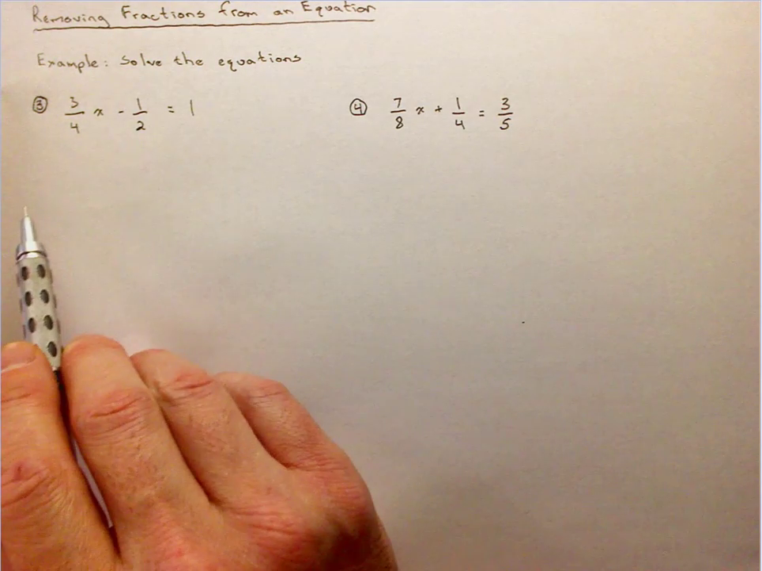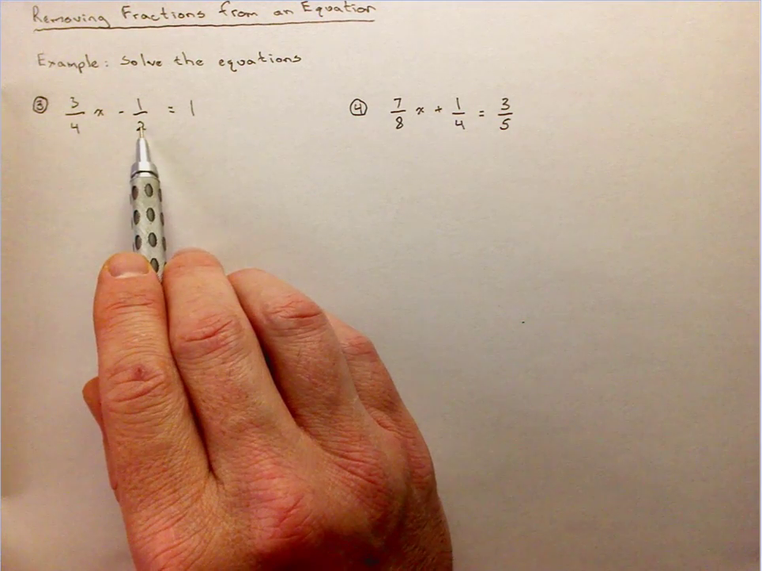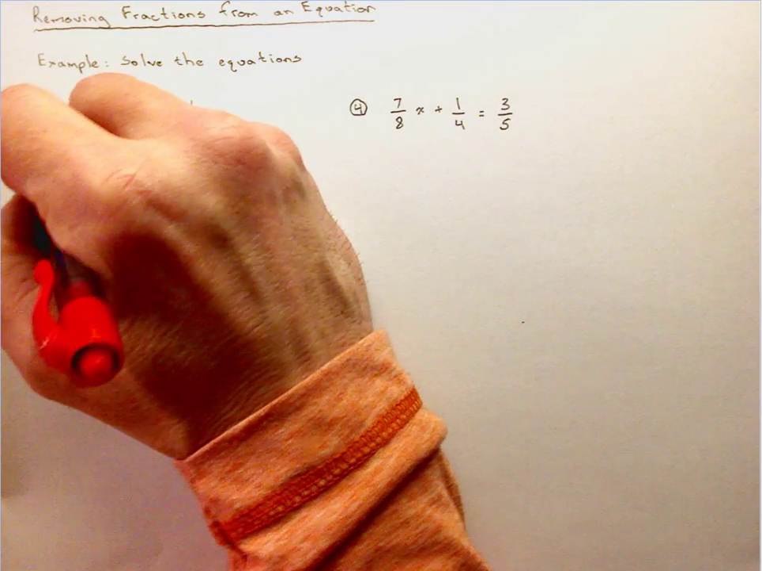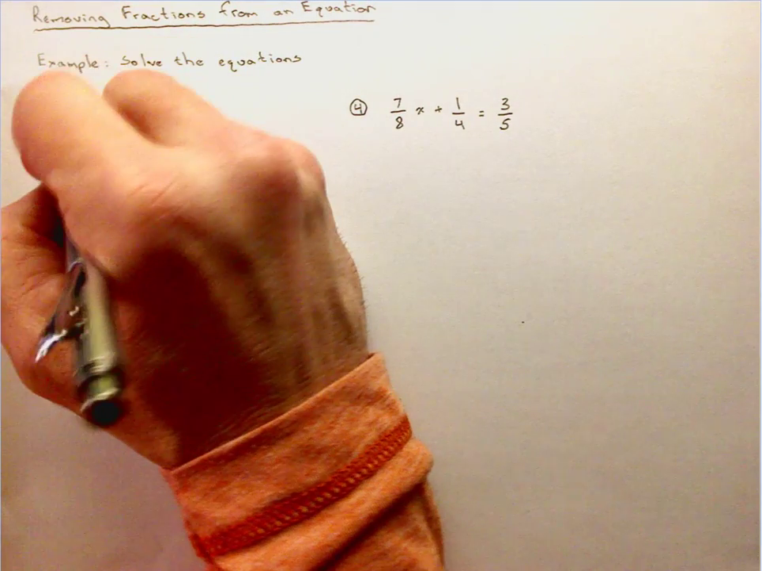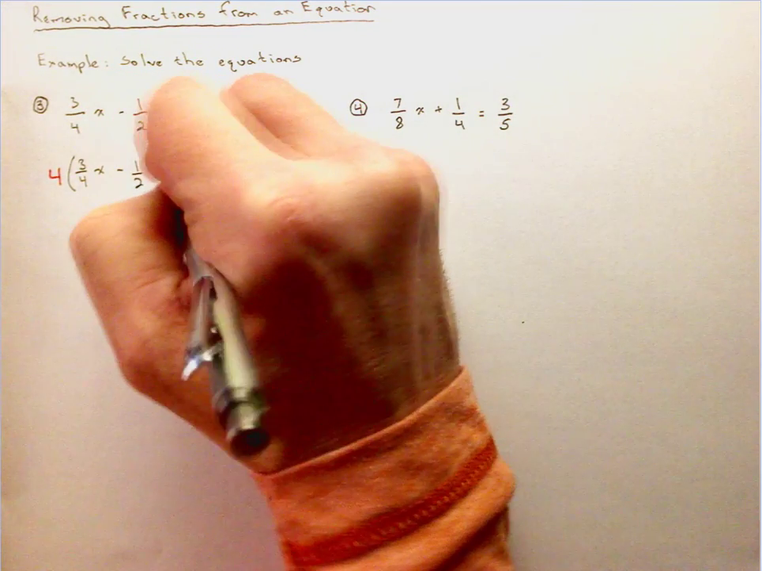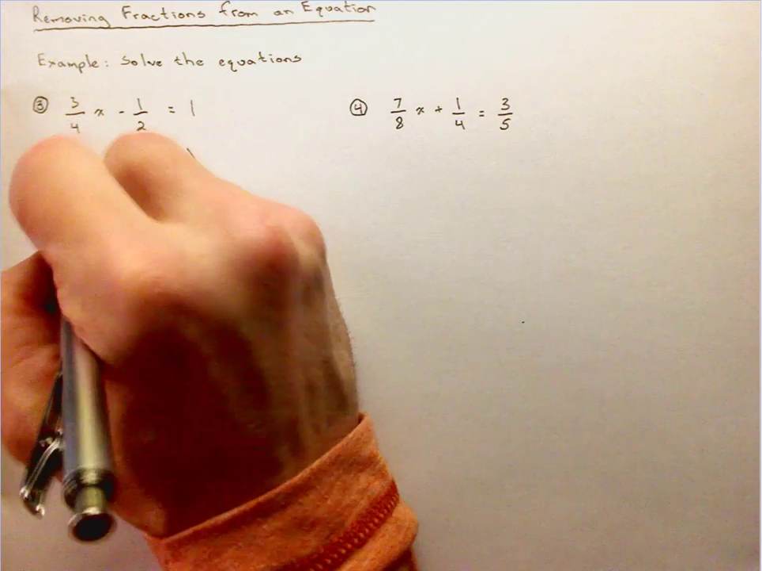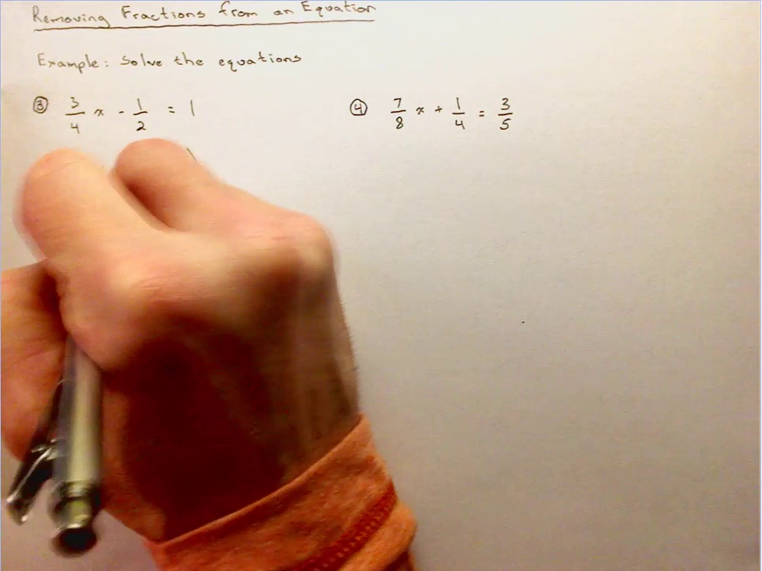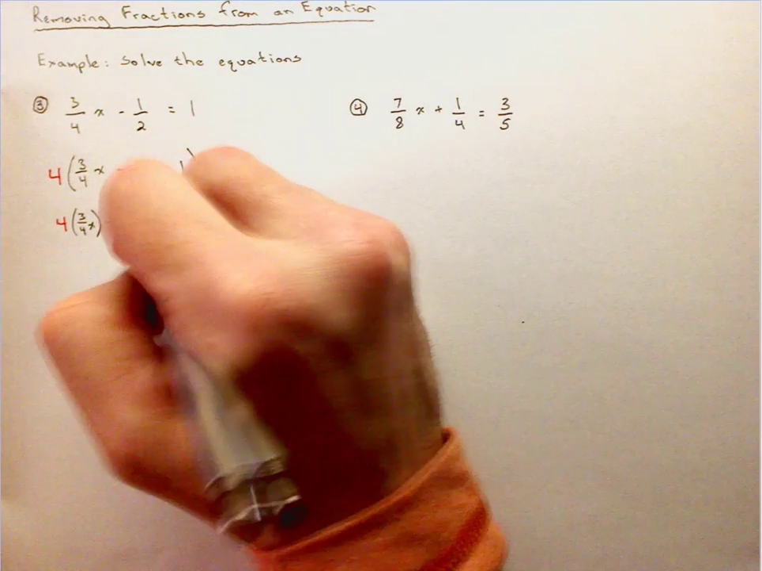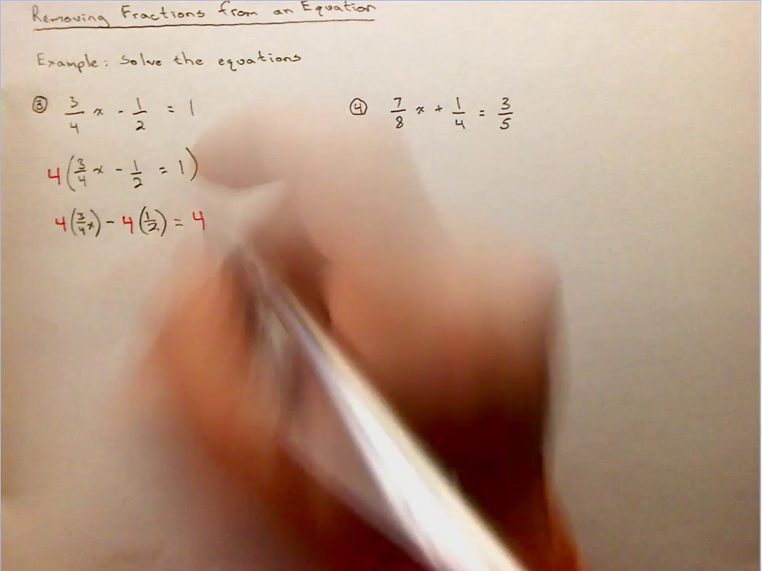And that's going to give you larger numbers. The easiest number to say is if I multiply through by 4, because 4 will go into 4 one time, and 2 will go into 4 two times. So we're going to multiply through by 4 to everything. 3/4 x minus 1/2 equals 1. And that turns into 4 times 3/4 x minus 4 times 1/2 equals 4 times 1.